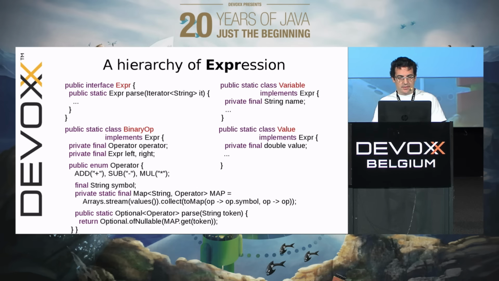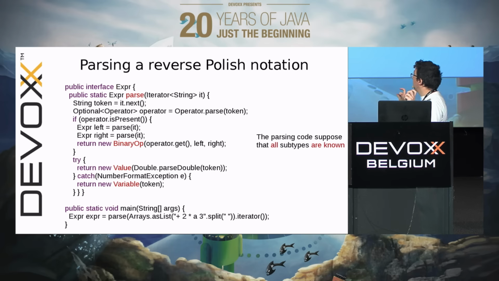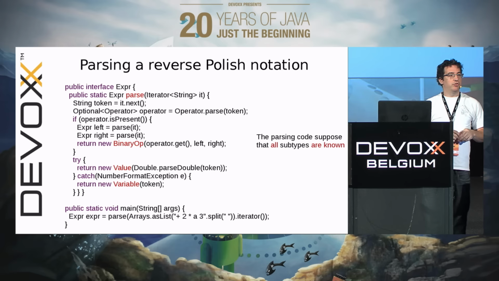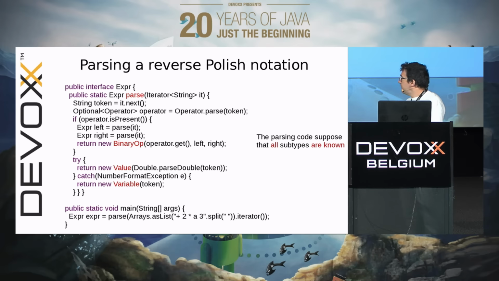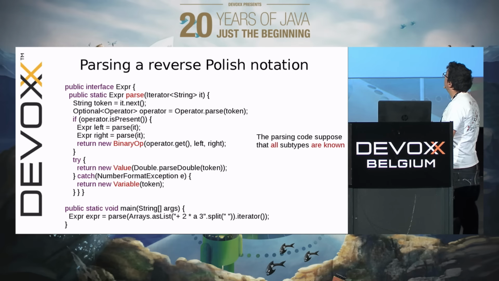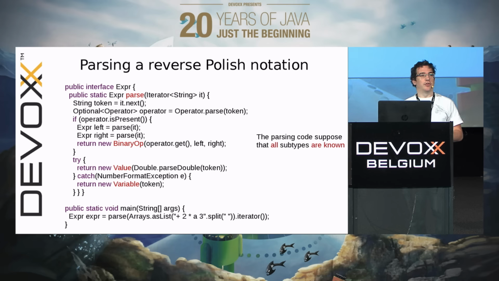Let's say now that my method parse here, that takes an iterator, will parse an expression like the one you have, plus 2 star A 3, which is an expression written in reverse Polish notation. It's plus between the result of 2 star A and 3. So this is how to implement it. Note it's a nice function because it's recursive, and at the same time, because it uses an iterator, it does side effects. It's nice to write, not nice to debug, but it's another problem.